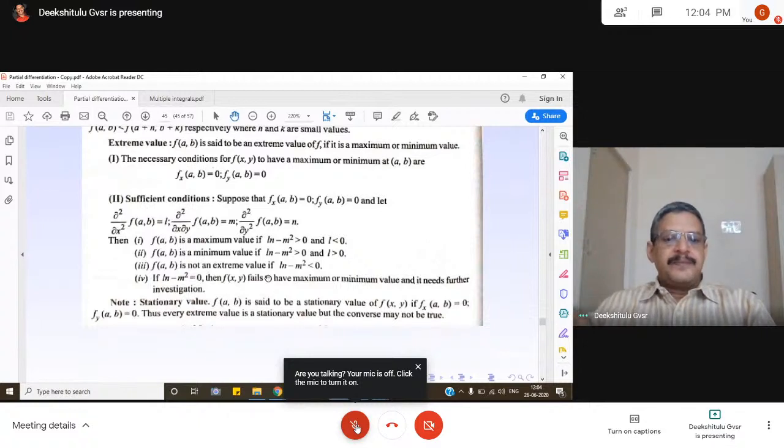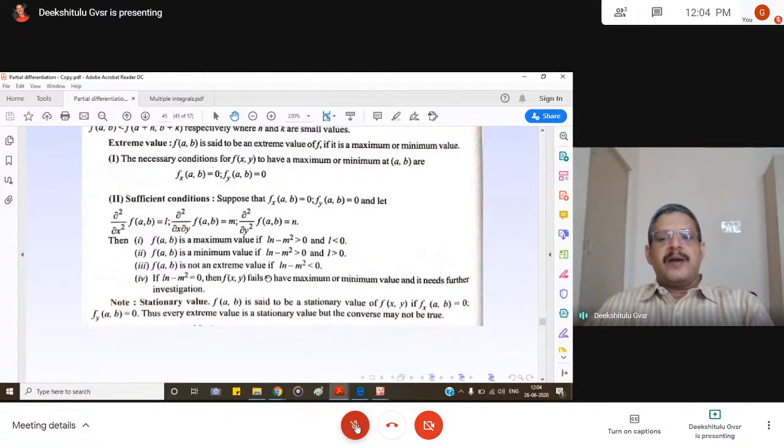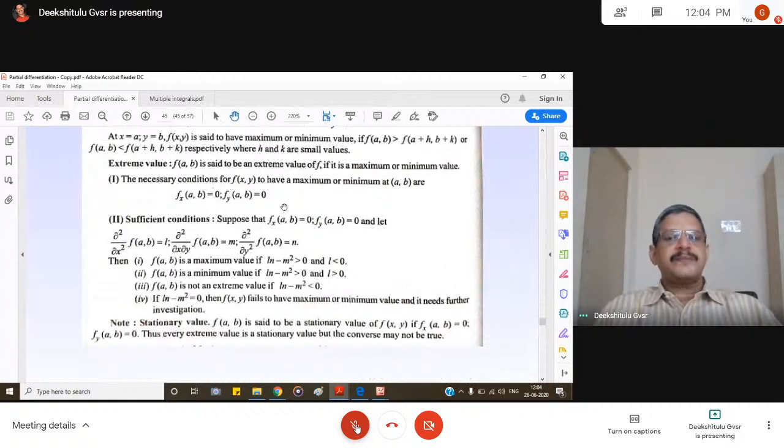Stationary value. f of (a,b) is said to be a stationary value of f of x,y if ∂f/∂x at (a,b) is 0 and ∂f/∂y at (a,b) is 0. That means this condition. So if at the point (a,b), ∂f/∂x and ∂f/∂y are both zero, then (a,b) is called a stationary point. The question may also be asked the other way: a function f of x,y is given to you, find the stationary points of f of x,y.